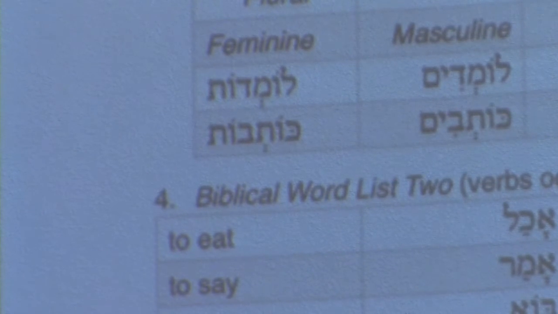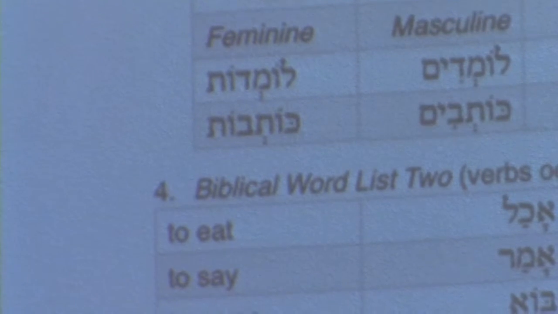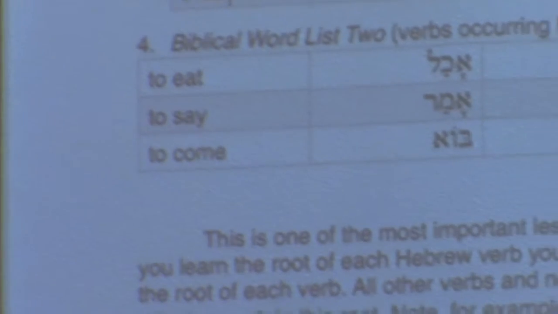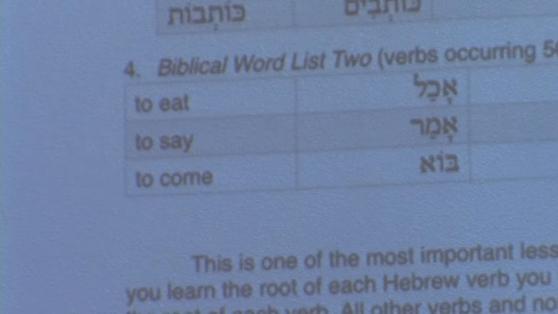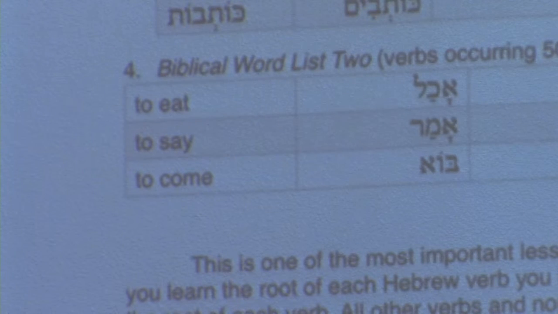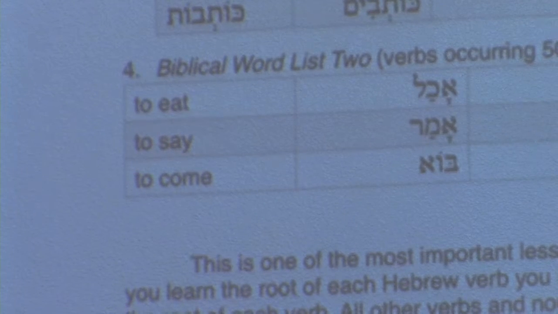Biblical Hebrew words which are the most important. I think you've learned most of these now, but we'll go through them because we've already gone through one of these. Achal, achal, and then go achal, achal. Amar, amar, and then go amar, amar. Bo, come.